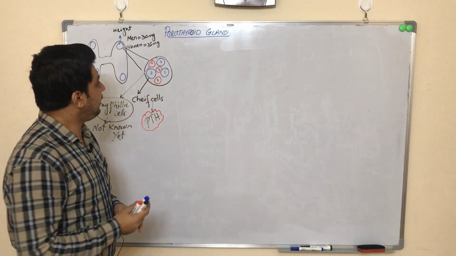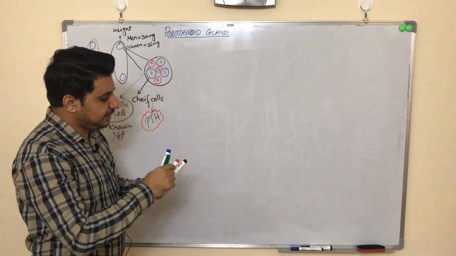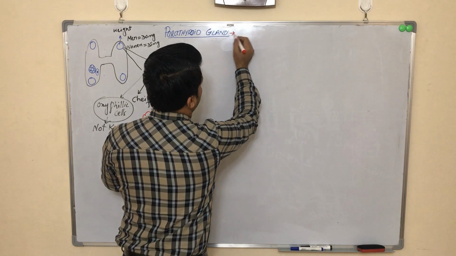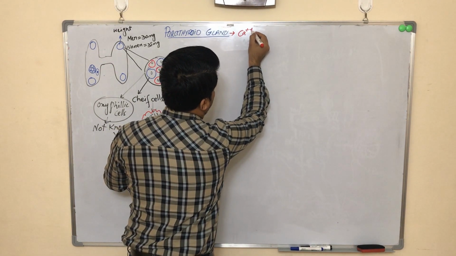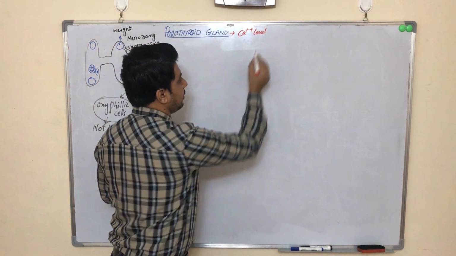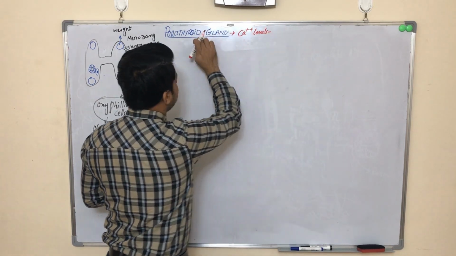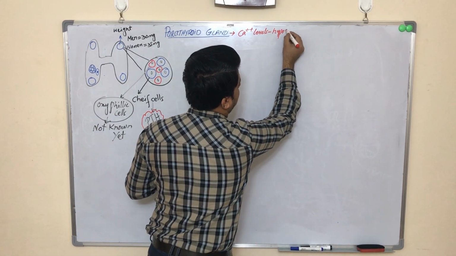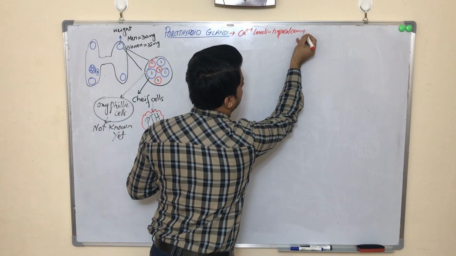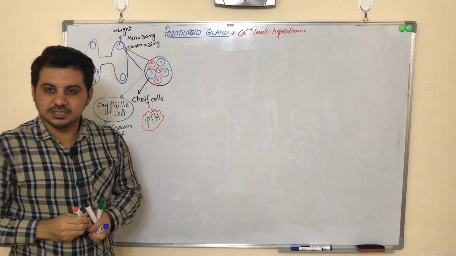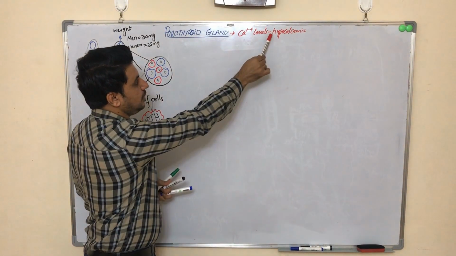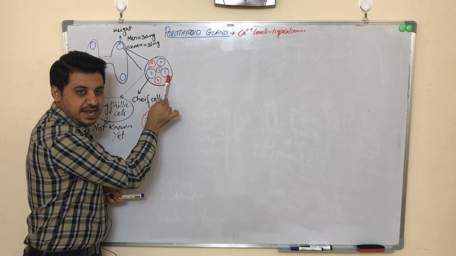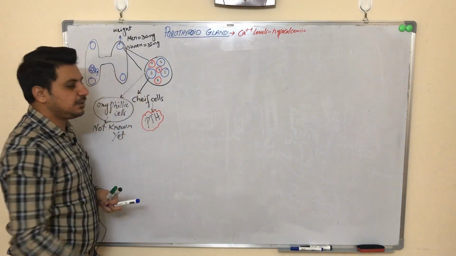The main function of the parathyroid gland is to maintain the blood calcium levels. So we can say that these parathyroid glands always become active whenever the body is in a hypocalcemic phase. Whenever there are low levels of calcium, these chief cells in the parathyroid gland will become active and start producing the parathyroid hormone.